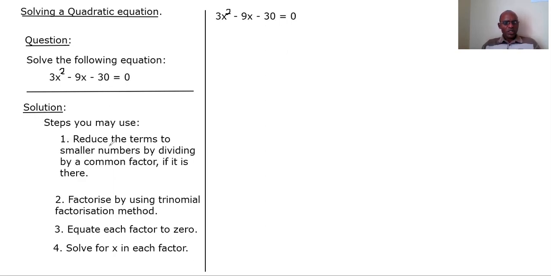So I'm going to reduce it by dividing by the common factor. In this case, my common factor is 3. So I will then say this is now 3x squared. Then I'm going to divide each term by a common factor. I'm reducing it so that I can make use of smaller numbers. I'm writing everything here for the sake of explanation.